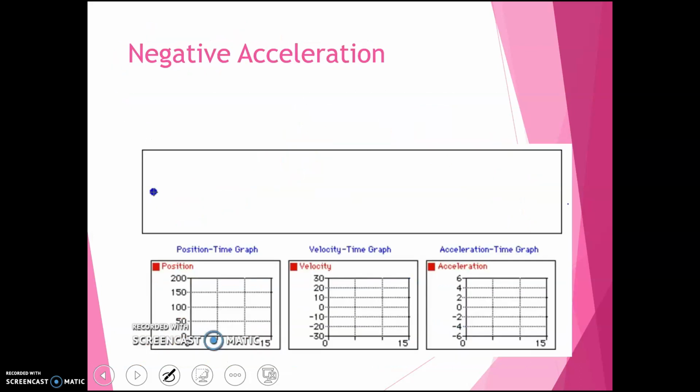All right, so the opposite of speeding up would be slowing down, and that is usually noted by negative acceleration. So I have this short video to play for you.